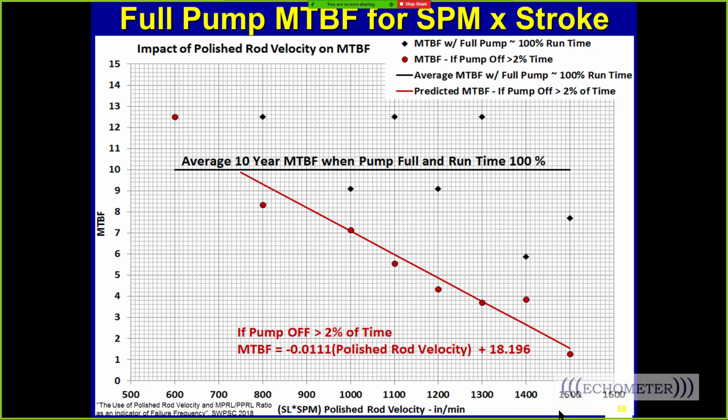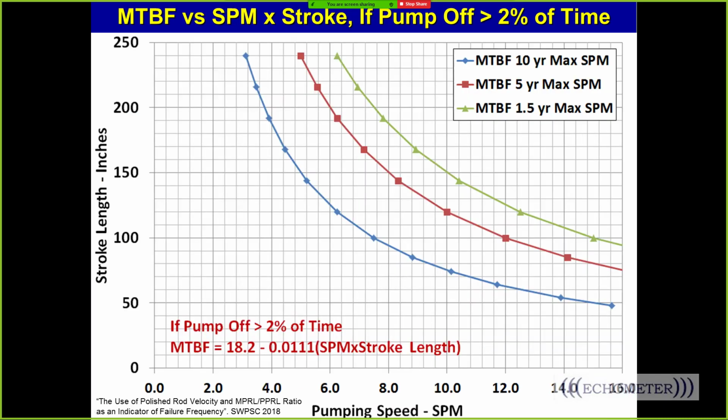So as you pump faster, with a longer stroke, and the pump's not full, you have a decreasing run life, is what this line shows right here. If your pump is full, then you can have a long run life as long as the pump's full of liquid, and that's what this shows right here. These are much longer run lives. So this is a relationship between stroke length and pumping speed.